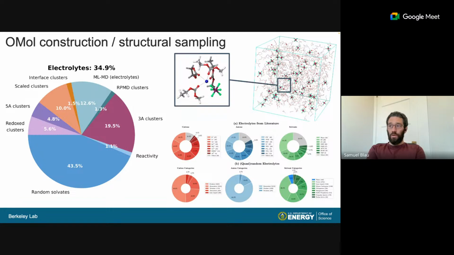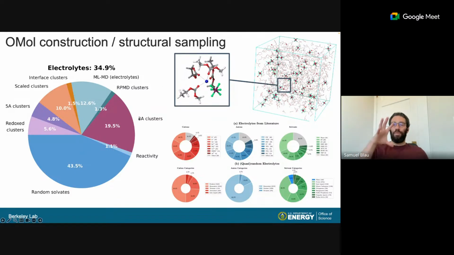And we really went quite crazy here as far as the number of different sampling strategies that we used. We sampled electrolytes from literature. We built quasi-random electrolytes. We ran classical molecular dynamics on these whole boxes of solvent and cation and anion and additive.